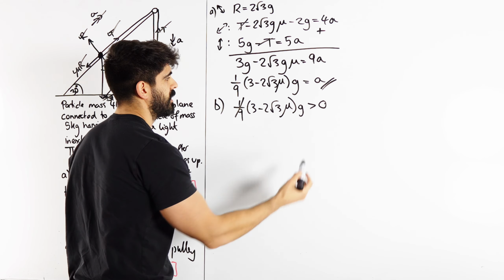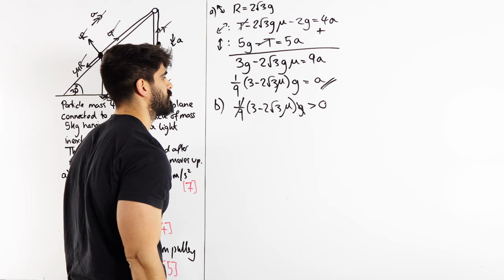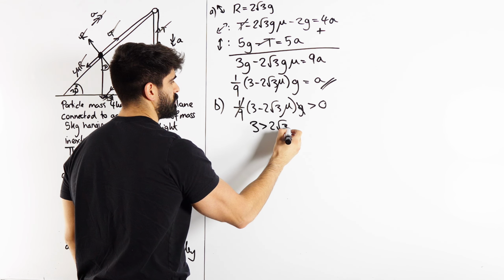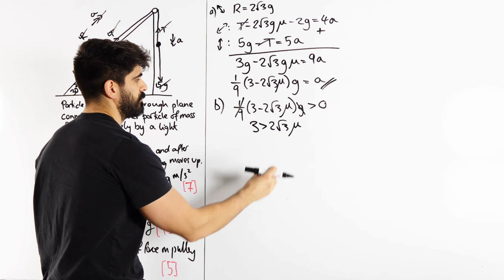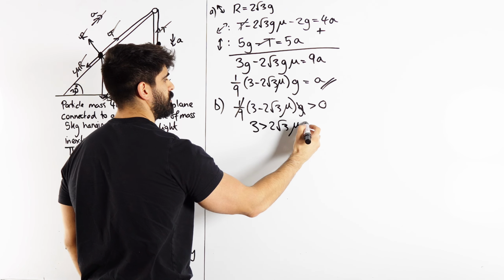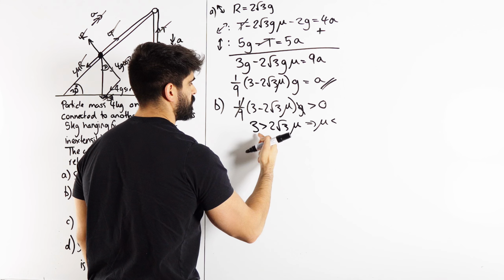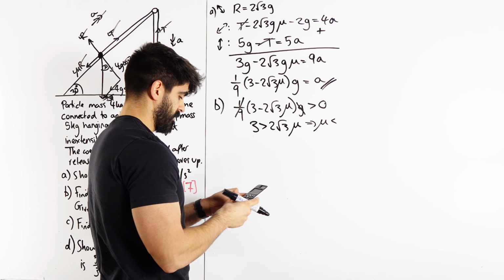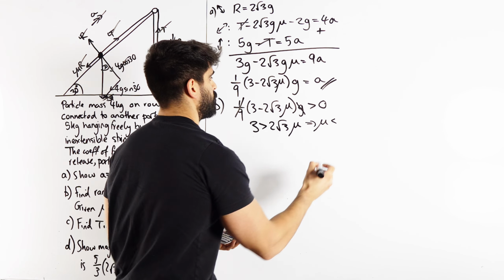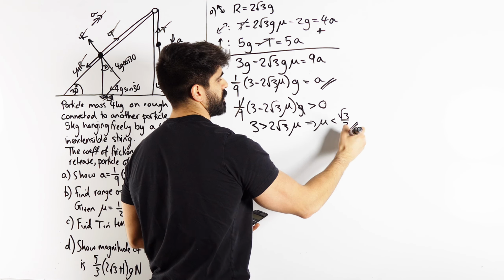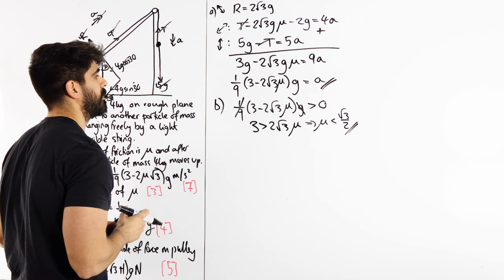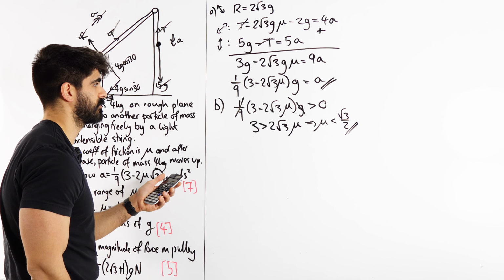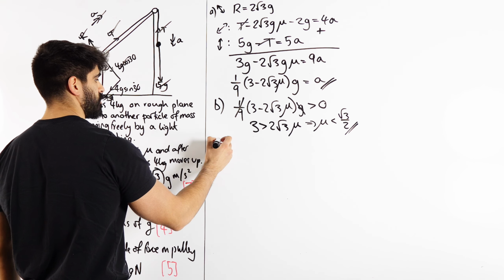That's nice because we can times both sides by 9. That just gets rid of this. We can divide both sides by g. That gets rid of this. Move that to the other side. We get 3 is greater than 2 root 3 mu. So mu has to be less than 3 divided by 2 root 3. 3 divided by 2 root 3 is root 3 over 2. And obviously you can say mu is bigger than 0, but you don't have to say that if you don't want to. Yeah, all good.